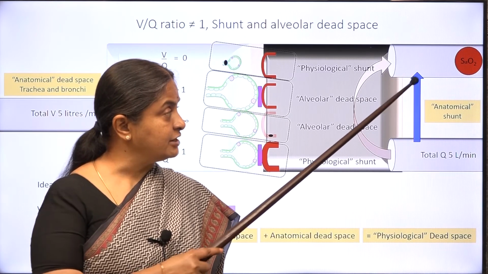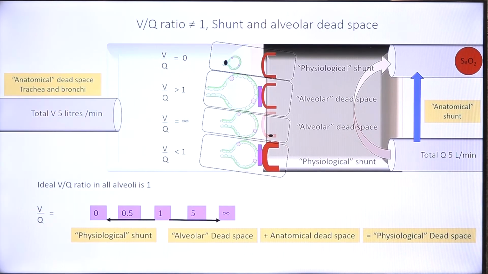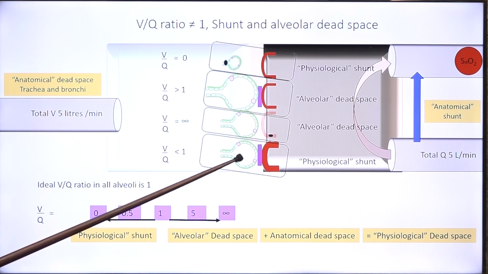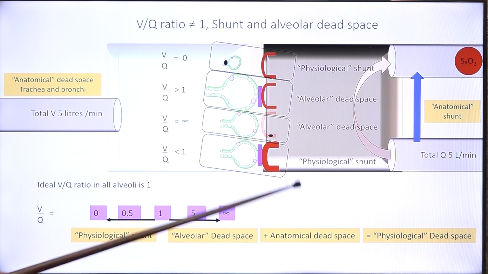While this is an anatomical feature, here we are referring to cases where there is a functional shunt. There is blood going in, but it is not able to take part in gas exchange because there is not enough ventilation. And that is why it is called a physiological shunt. It can occur in pathological conditions. It is not all physiological when we say that there is a physiological shunt.